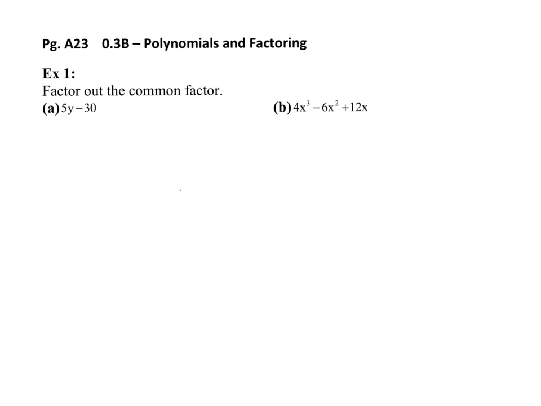Okay, 0.3b. Let's refresh the memory regarding factoring. Factor out the common factor. Okay, this is a GCF problem, greatest common factor problem. Between these two terms, what can divide into both of those terms? Well, 5 divides into them, so you could pull out a 5. So I'm left with 5 times what is 5y? Y. 5 times what is negative 30? Negative 6. And that's all you have to do.